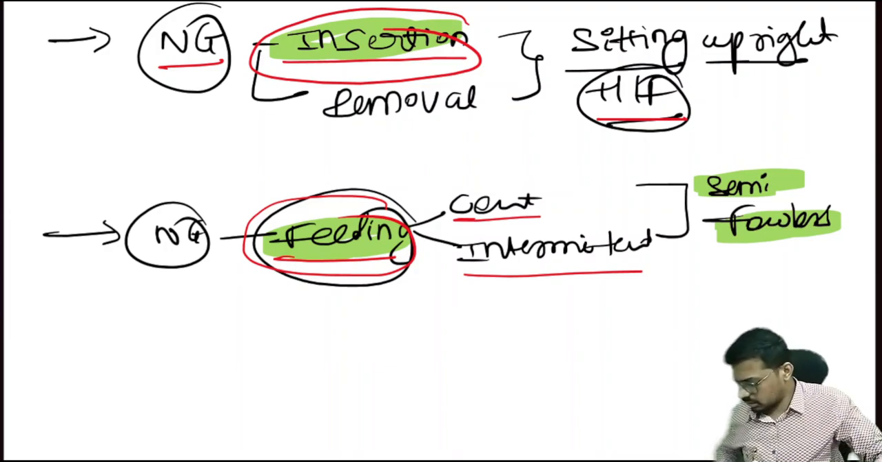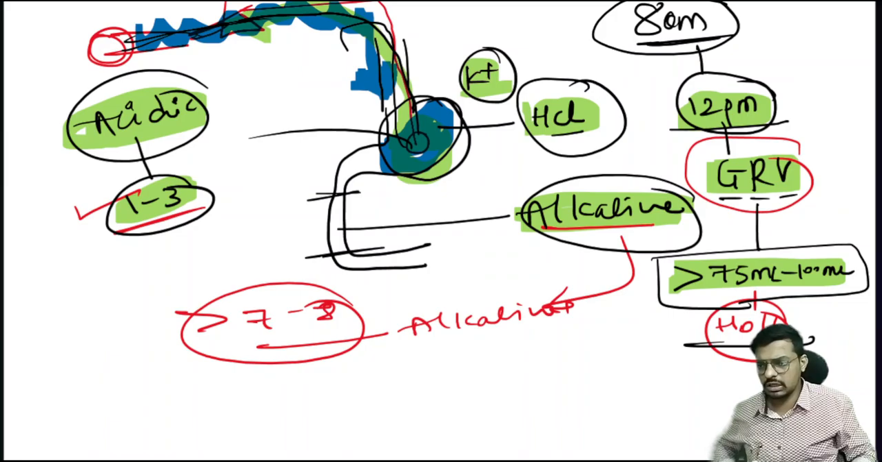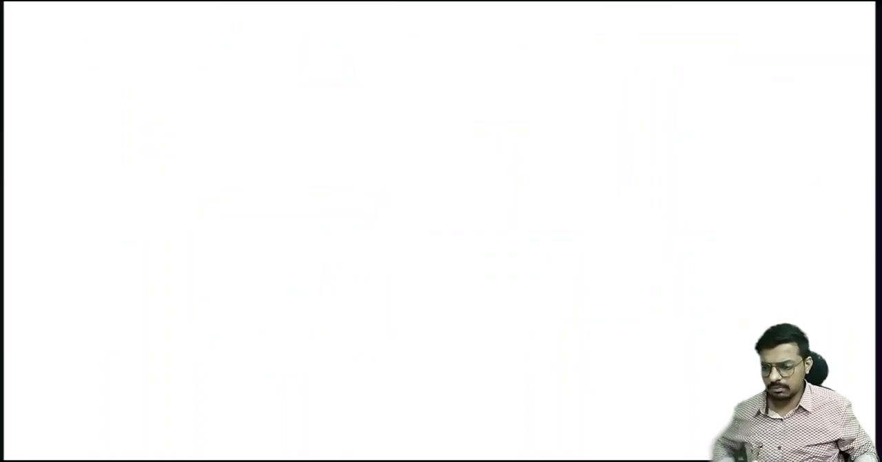Okay, next, the most accurate method we have seen is the chest X-ray, and the most common routine method is aspiration of the gastric content. Here we also use two more methods to confirm NG tube placement. One is the whoosh technique, which was previously asked in your exam, and another one is the bubble test.